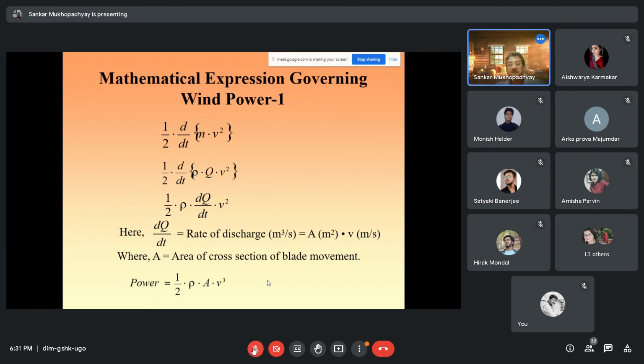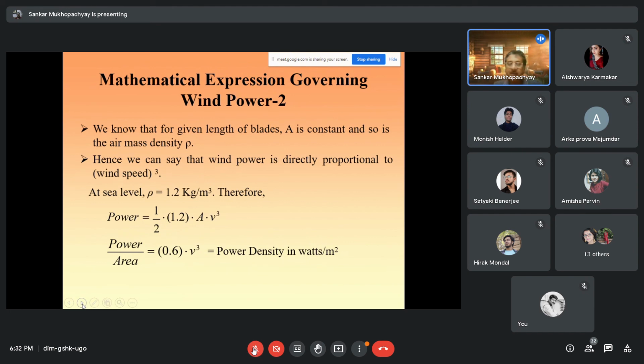এরিয়া ইন্টু ভেলোসিটি, মানে মিটার স্কোয়ার ইন্টু ভেলোসিটি, where area is cross section of the blade movement, power is equal to half rho A into v cube. তাহলে এদিকে m v স্কোয়ার ছিল আর এদিকে আরেকটা v দিয়ে মাল্টিপ্লাই হলো, হাফ রো A v কিউব হয়ে গেল ফর্মুলার রেজাল্ট। তাহলে পাওয়ার জেনারেটেড কত হবে, হাফ রো A v কিউব.